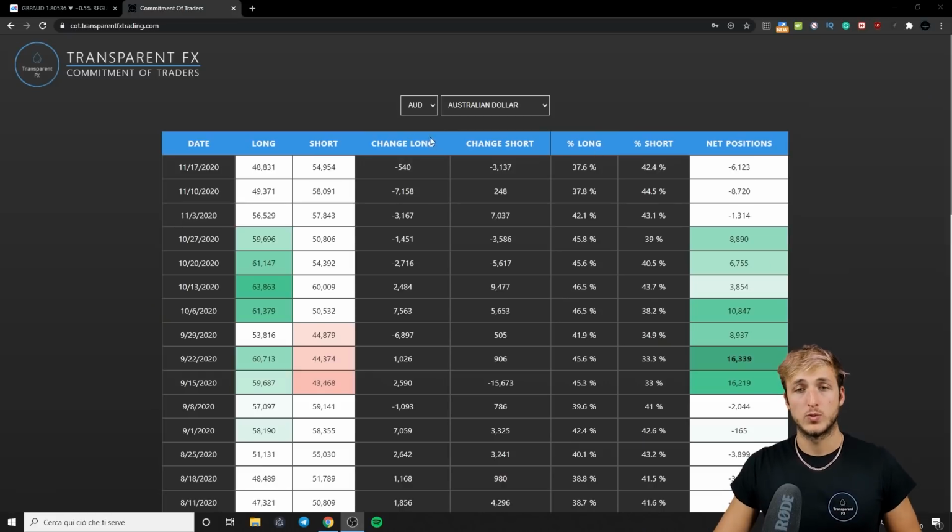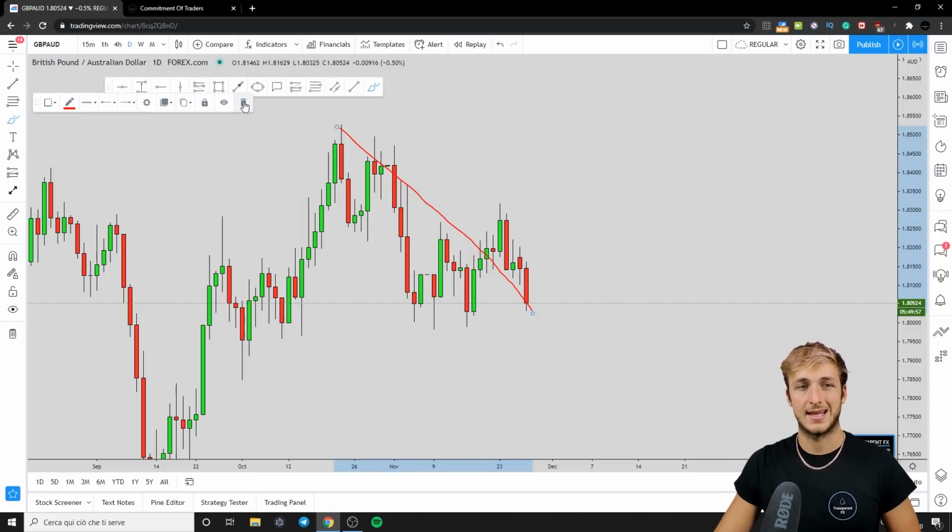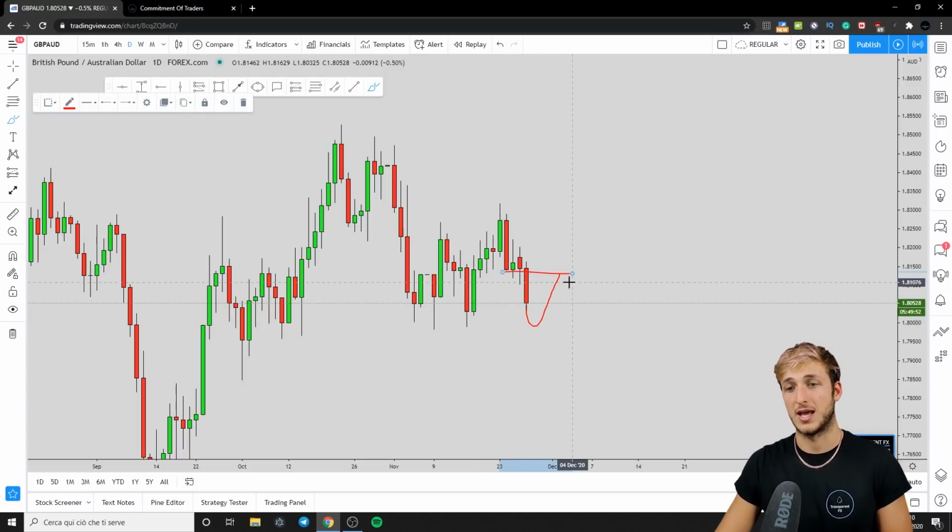Now, if we go and see what we have on the AUD, what we can see is that AUD is getting weak as well, with net positions going from 16.3k all the way down to minus 6.1k, with currently 48.8k longs and 54.9k shorts. Now, if with the new report more shorts get added, that would be great, because if more shorts get added on the AUD, we can actually expect the completion of the M formation at the neckline before a possible continuation to the downside, but at least we would like to see the completion.